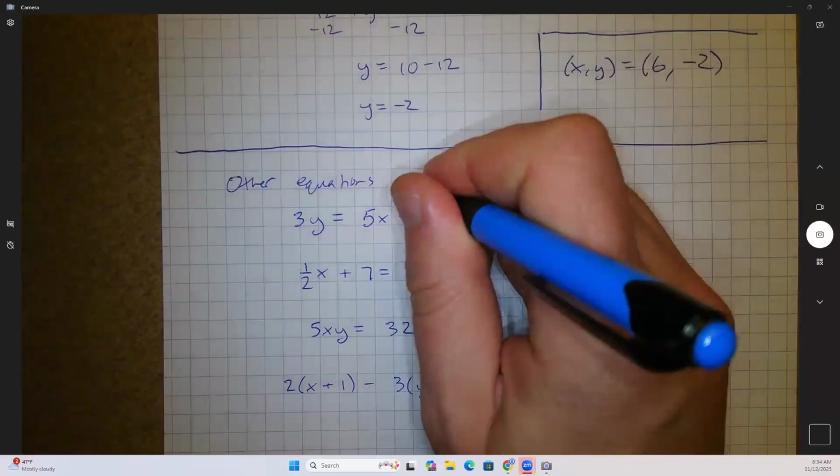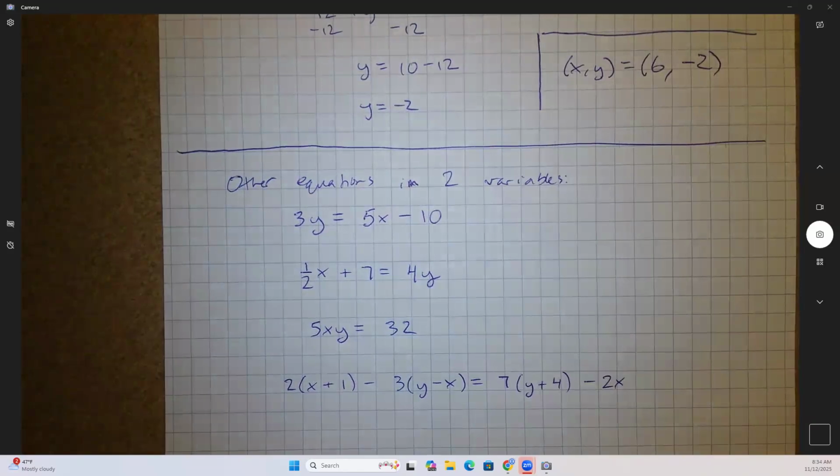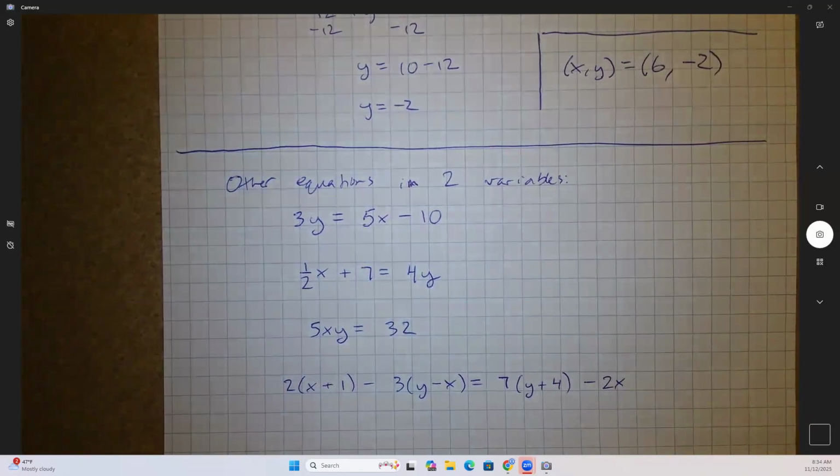So they don't always show up as simple as the 2x plus y equals 10, but the process is always going to be the same for solving them. And that's actually the end of this whole section.